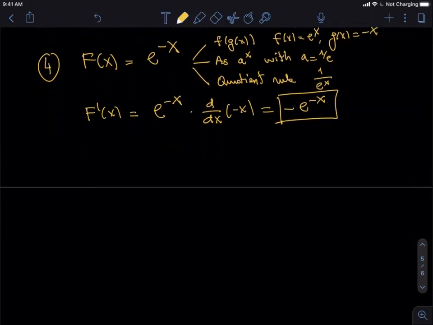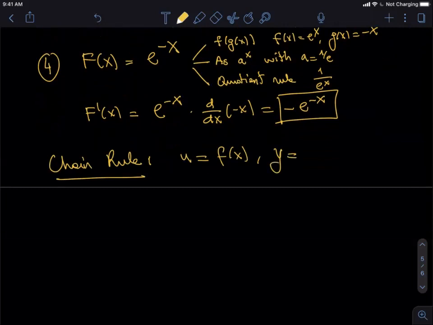There is another way you can write down the chain rule. This may be more convenient for some people. Okay, so you can write u equals f of x, y equals g of x. Okay, x is the input. So you can write your chain rule as dy/dx equals dy/du times du/dx. Okay, sometimes you see it written this way.